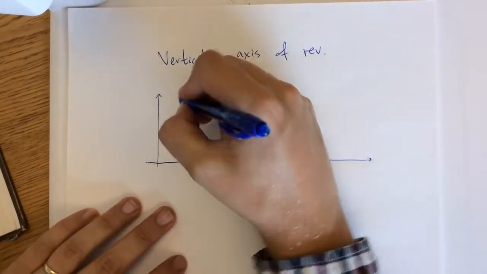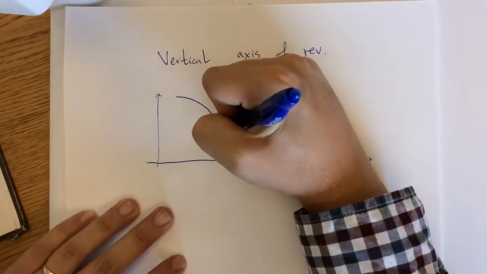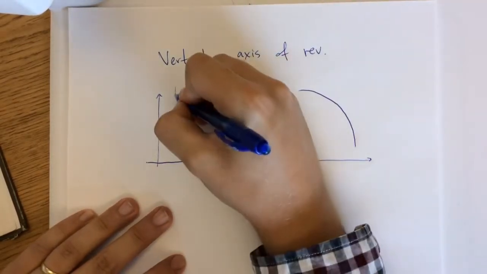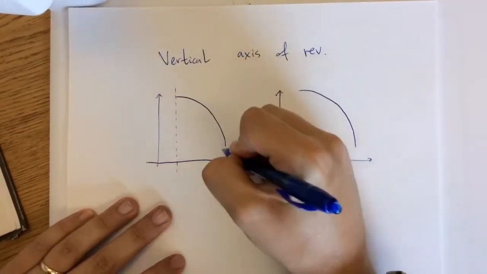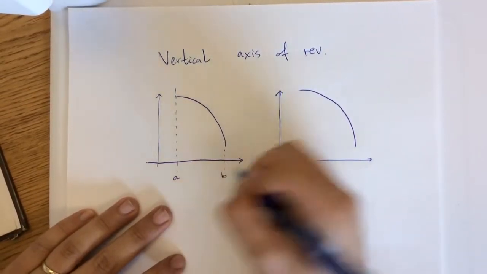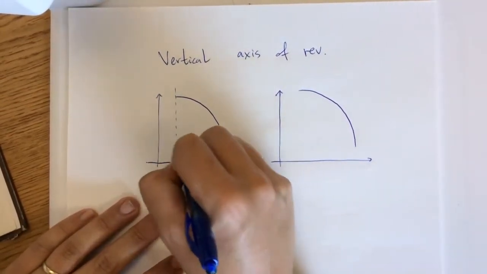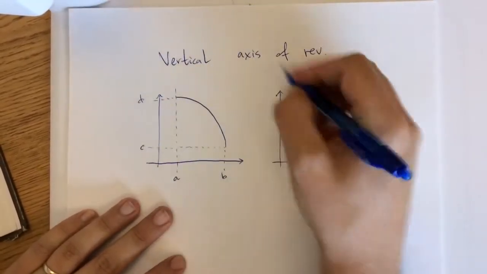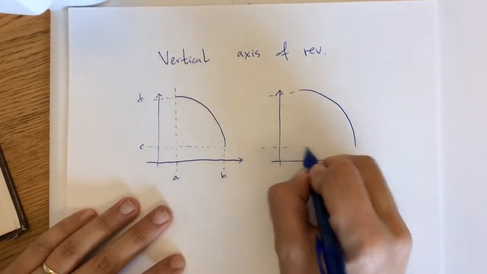Alright, so we're going to have some arbitrary function of x and y. Let's suppose that function has bounds of x equals a and x equals b, and then we're considering an area between y equals c and y equals d, and we're going to do that for both cases.